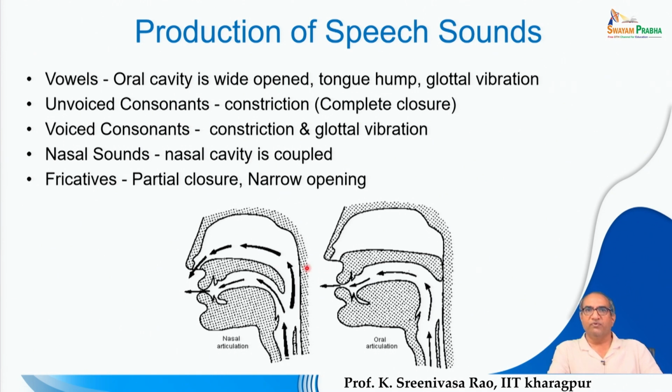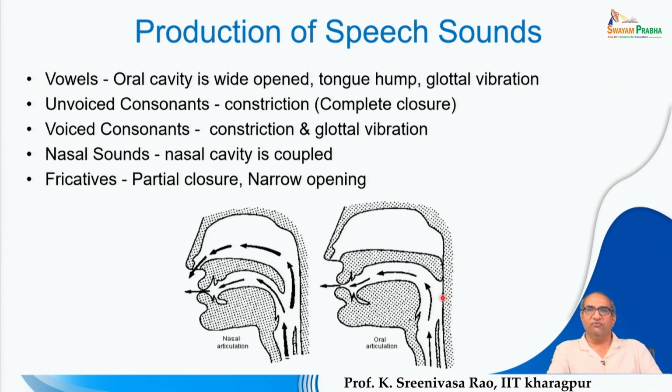Here you can see two figures. In the figure on the left side, the excitation is coupled to the nasal cavity, and with that the nasal sounds are produced. But this is a generic figure where the excitation signal from the vocal folds is coupled to either the oral cavity or the nasal cavity. Whereas if you look at the second figure, the excitation signal is coupled to only the oral cavity.